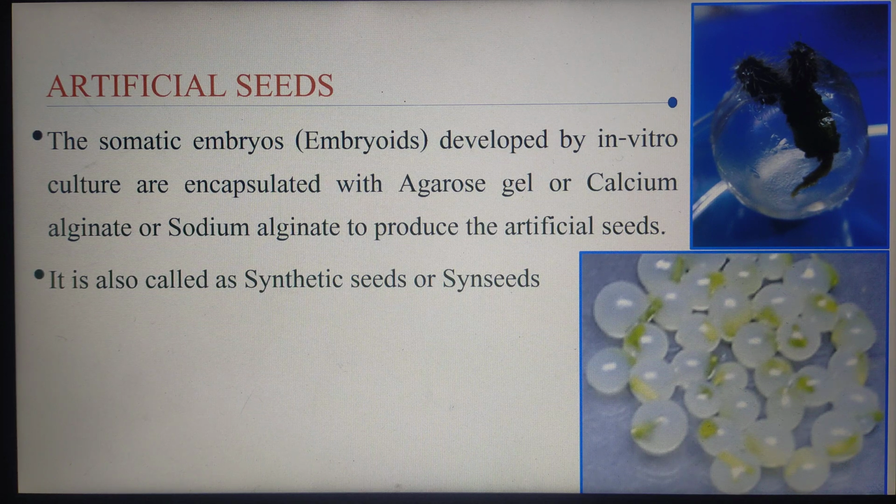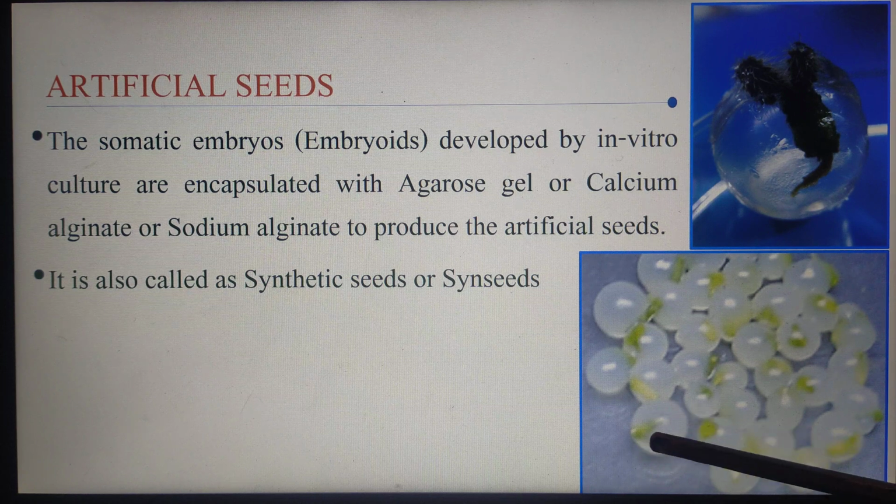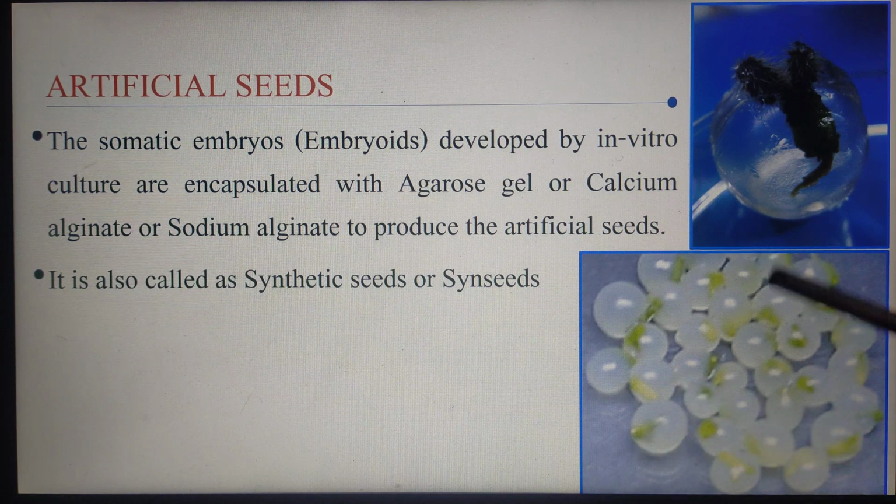You can observe it in the image. See, all these are the artificial seeds. You can see the young embryos covered by this sodium alginate gel, so it resembles a seed, right? Moreover, inside the sodium alginate or calcium alginate, the embryo will not get disintegrated or damaged. It will remain as such, and through the cryopreservation technique, it can be stored for a very long time, right? That is why artificial seeds are generated, and they are also called synthetic seeds or synseeds, right?